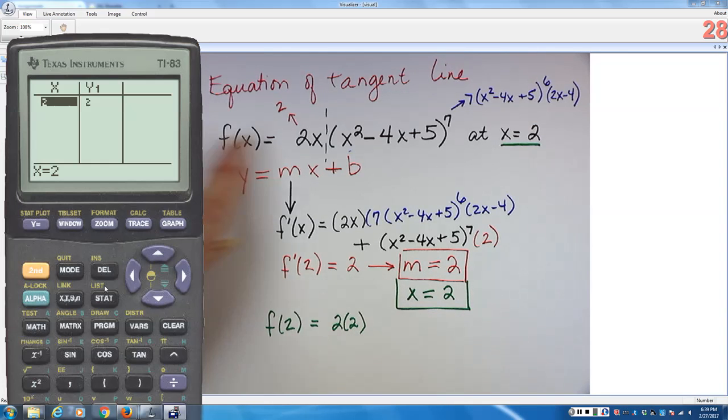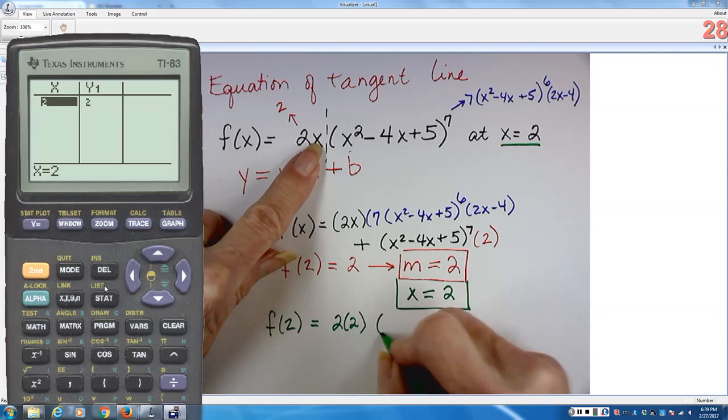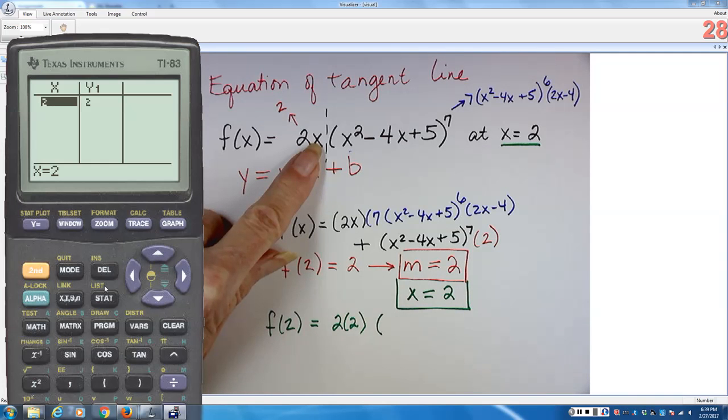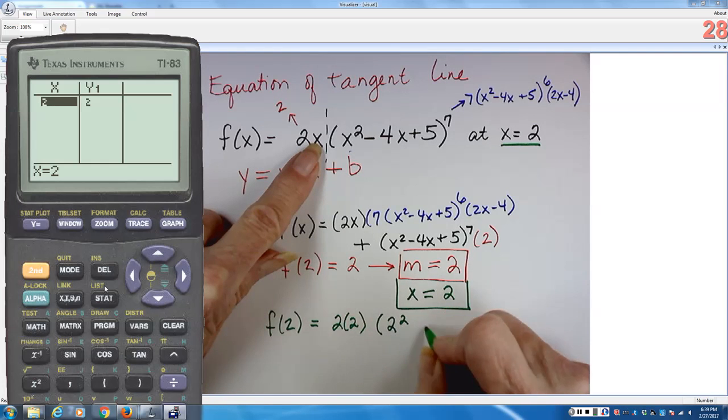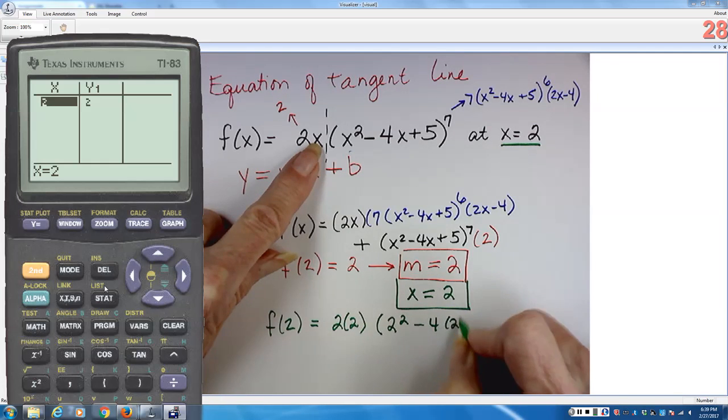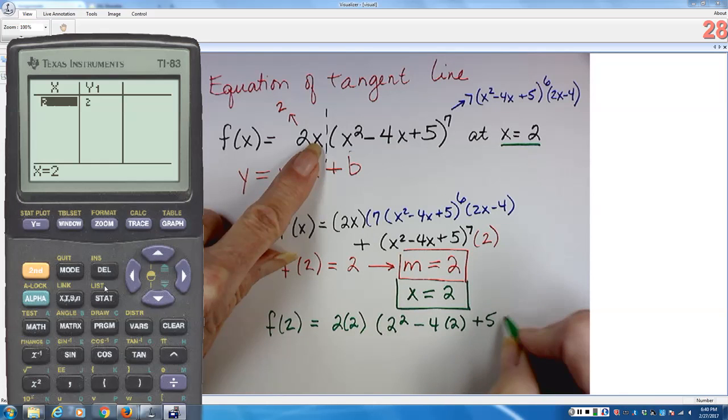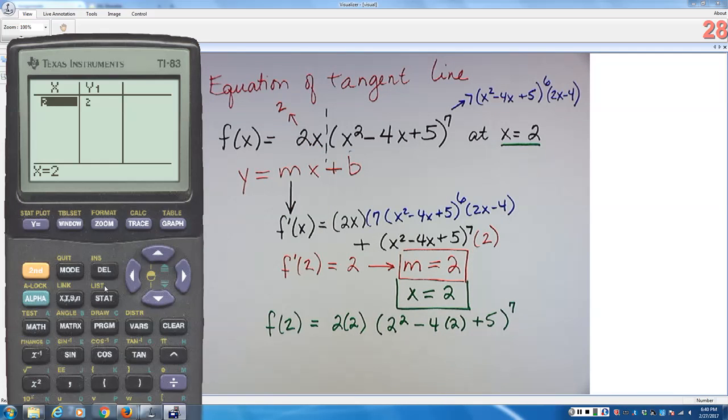So f of 2 is 2 times 2, and that's into the original. In the original, 2 squared minus 4 times 2 plus 5, raised to the 7th power. And I'm still going to use my calculator to do that. I'm not going to do that in my head either, but I'm just going to go to the home screen and do it.